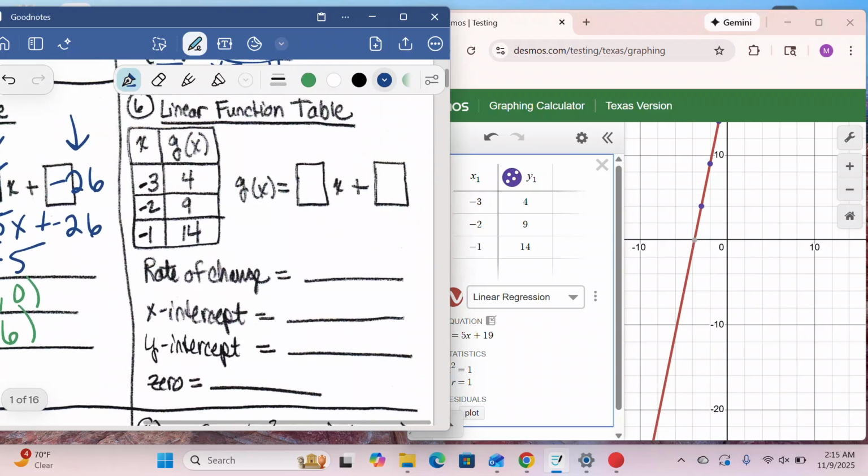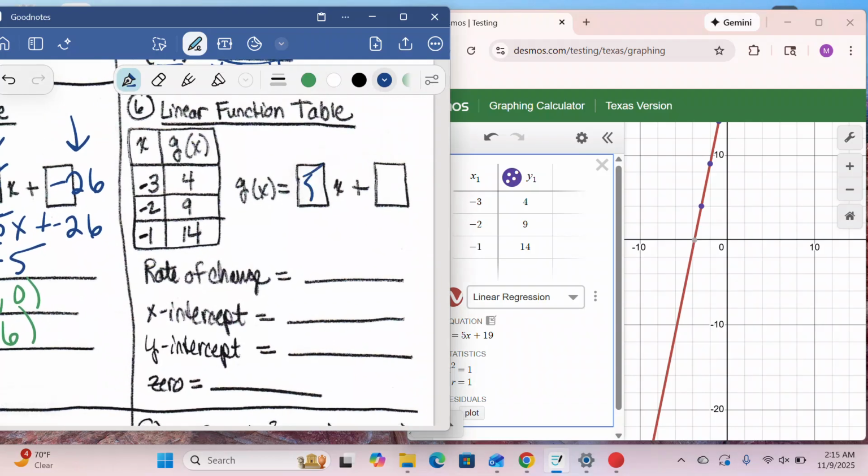So inside this equation, I am going to put 5 belongs here, and then of course positive 19 belongs there. If I want to rewrite it, it is y equals 5x plus 19, which is the same thing as g of x is equal to 5x plus 19. My rate of change, I can see it already. It is right here next to the x, the 5.